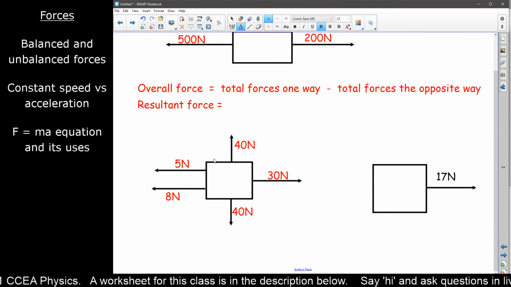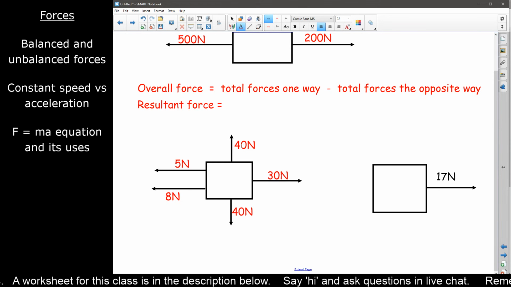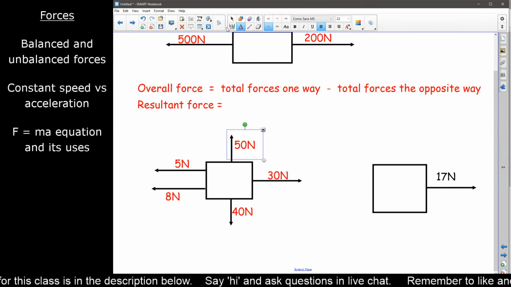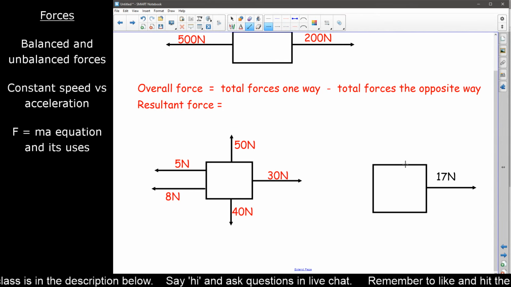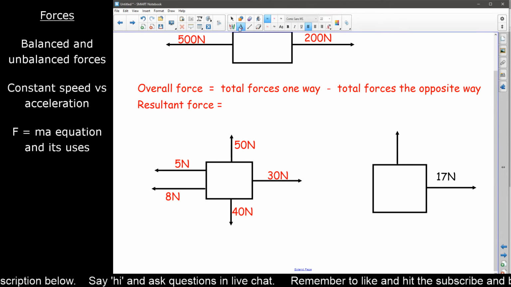There's just one F there, so therefore it's just going to be one number that you put in. Now, if I had, instead of 40 newtons up here, 50 newtons up here, this becomes a lot more interesting, because I would then have 17 newtons to the right, and I would have 10 newtons upwards.